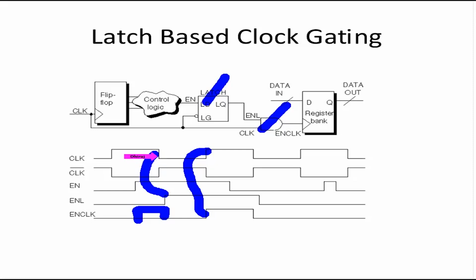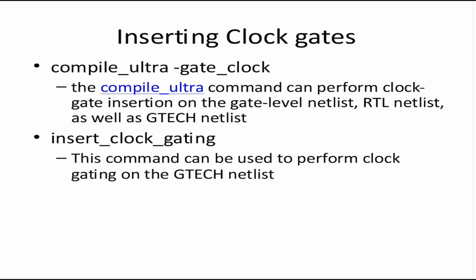And in my number of years in the industry, I have used it every single time, right? So how do we insert this type of clock gating? Two methods. We saw the gate clock option in compile_ultra, it does that. So compile_ultra -gate_clock will add clock gating, so you don't need to keep changing the RTL, right? compile_ultra -gate_clock will add this in the RTL, or you can even add it in the netlist using compile_ultra -gate_clock.